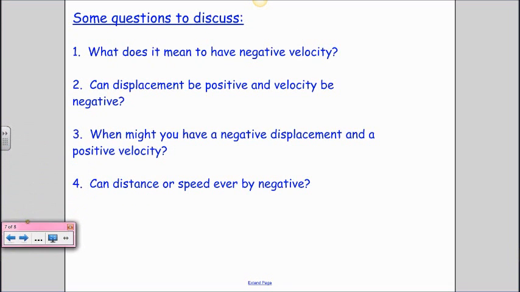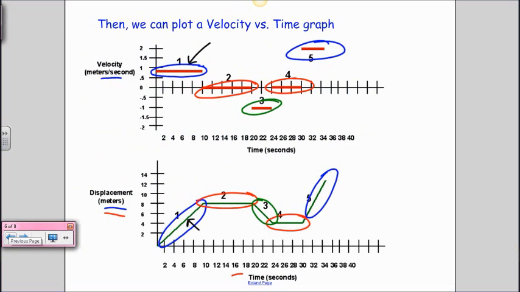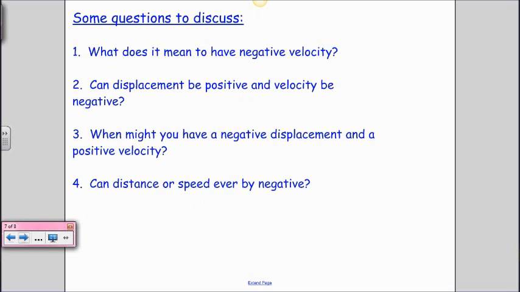So some questions to discuss. Well, what does it mean to have a negative velocity? Does it mean you are moving back toward the origin? Well, let's see. Negative velocity here was in leg number 3. And what kind of movement was that? It was back toward the origin. So a negative velocity means you're moving back toward where you came from.